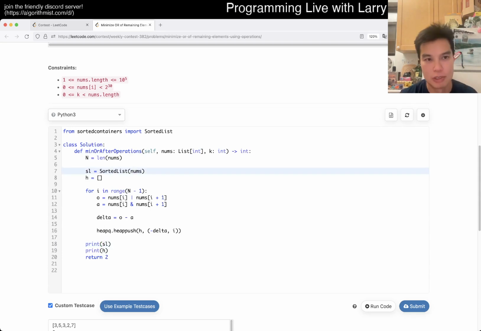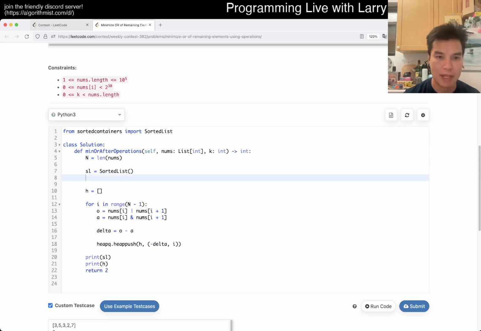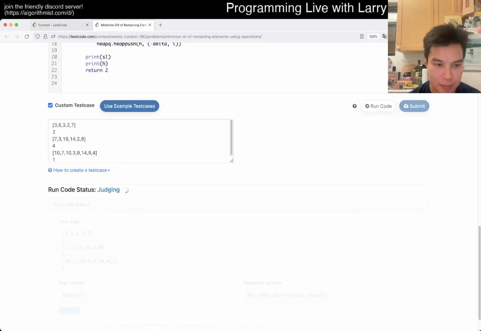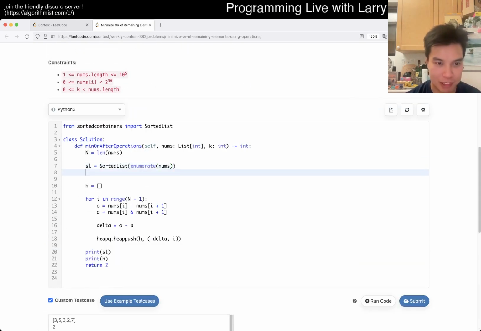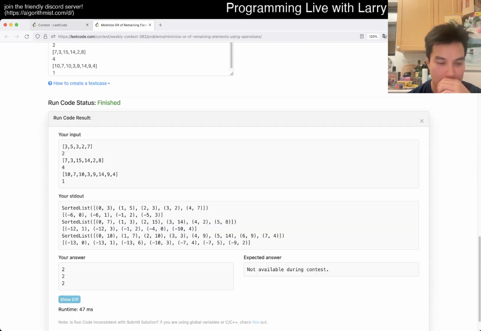I am doing this wrong though. I don't mean to do it this way. I meant enumerate nums. Okay, there we go. That's actually easier than I expected to fix. Not that the other way would be much harder, but okay. So let's say we do this one, and we remove these two, and then we also have to update here, and then we have to do a lazy deletion on the heap.